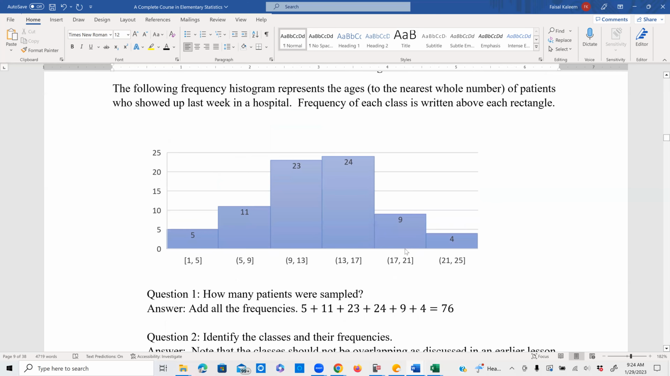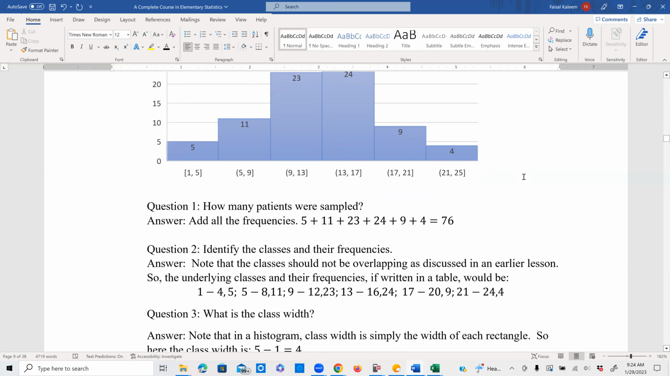Which class has the highest frequency? The highest frequency is 24, and the class that's causing this is 13 to 16. Remember how we read the classes as if they were written in a table.